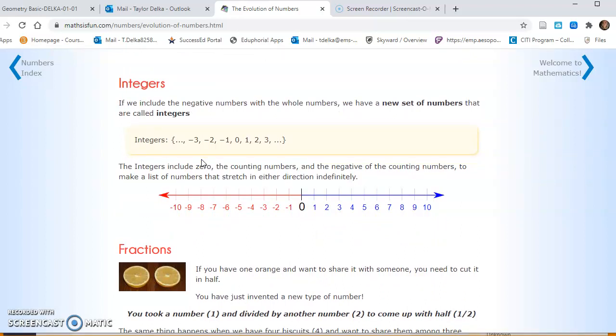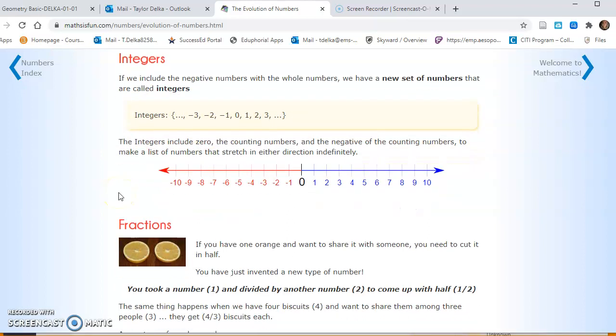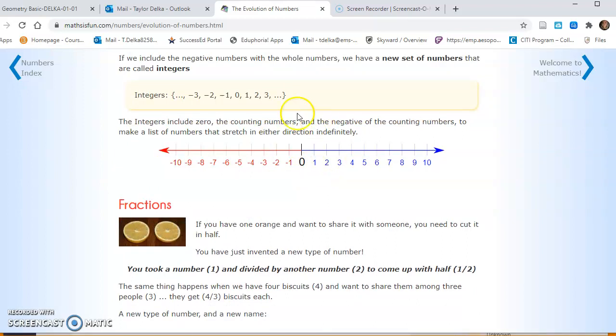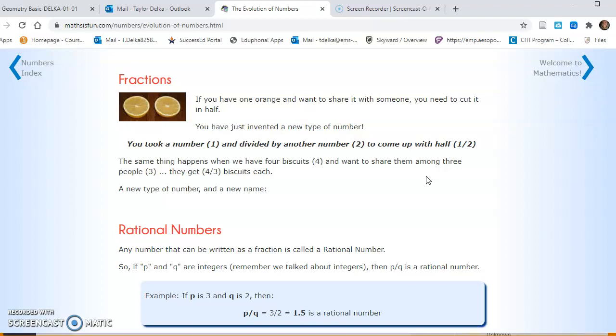And then there's something called integers. We have a new set of numbers that are called integers, and those can be -3, -2, and the dots, the ellipses, mean that they can go on infinitely. Integers, though, they include 0. So you can't have a -0, that would be a negative number, but you can have 0 in your integer list. Then we have fractions.